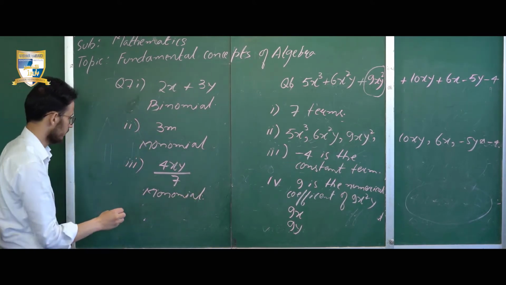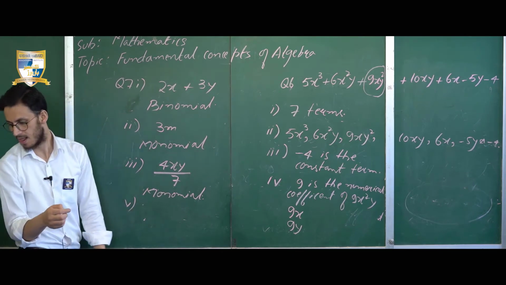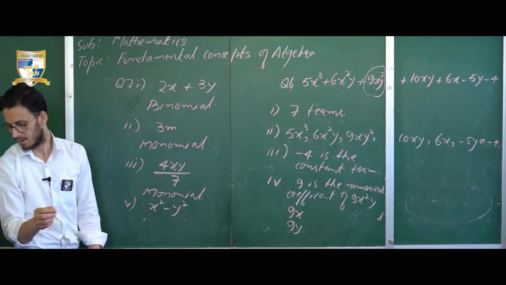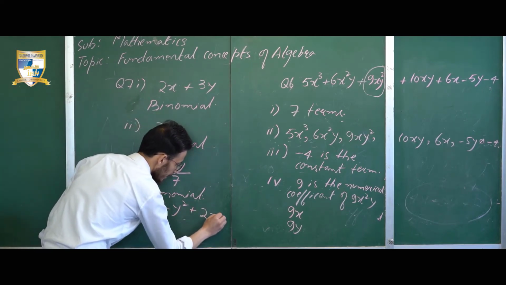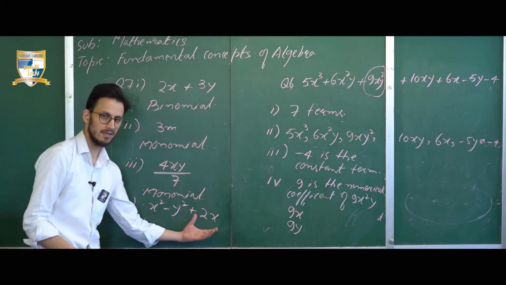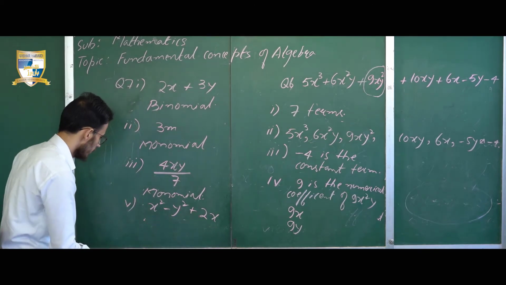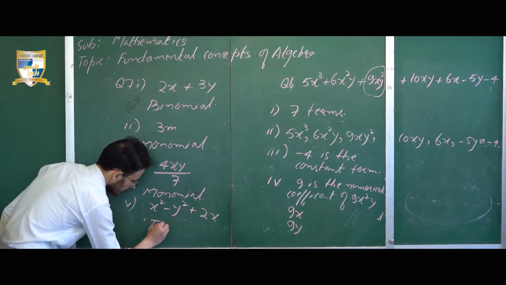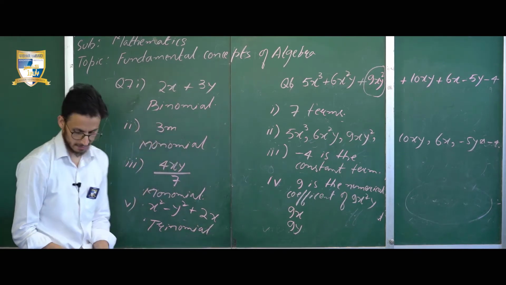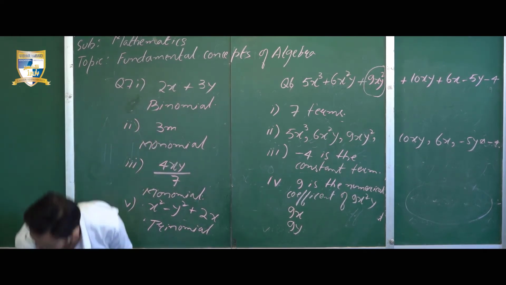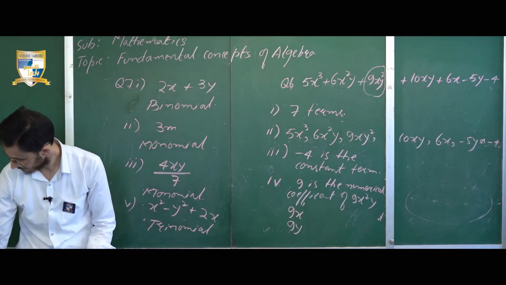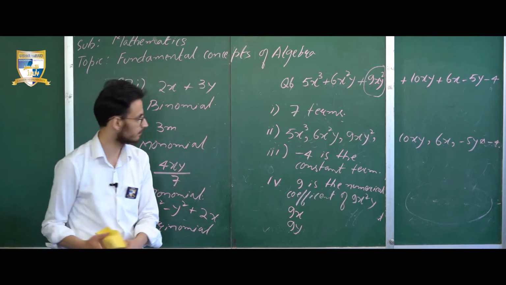Let me show you part 5th. x square minus y square plus 2x. Now here in this expression we have x square minus y square plus 2x, 3 terms. And when we have 3 terms in the expression, they are called trinomial. An expression having 3 terms is called a trinomial. So this was the answer of question number 7. Move on to question number 8.